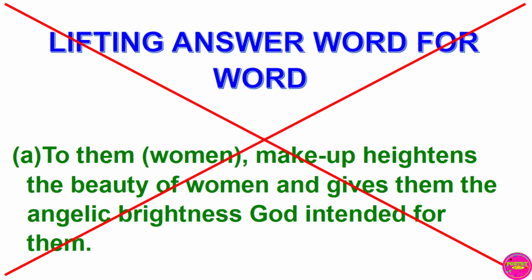So candidates who provide answers like this will be marked wrong. For example, when asked the question, in one sentence, state why according to the writer, women use makeup, any candidates who present answers like, to them or to women, makeup heightens the beauty of women and gives them the angelic brightness God intended for them, such an answer will be marked wrong.